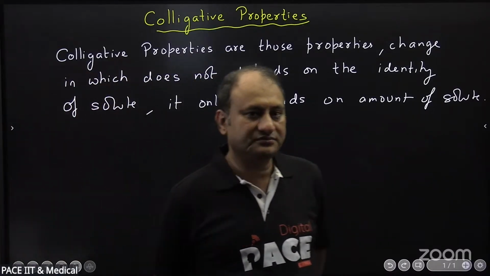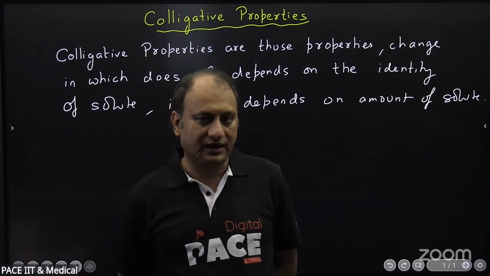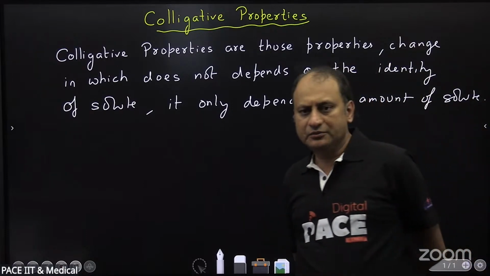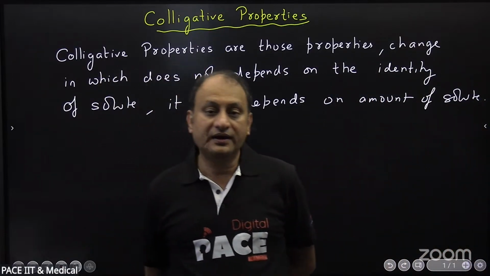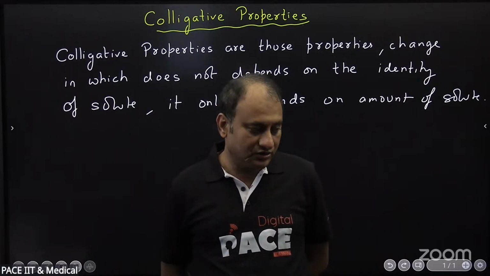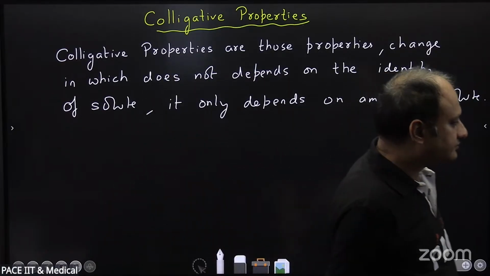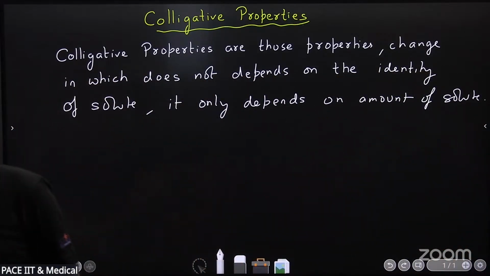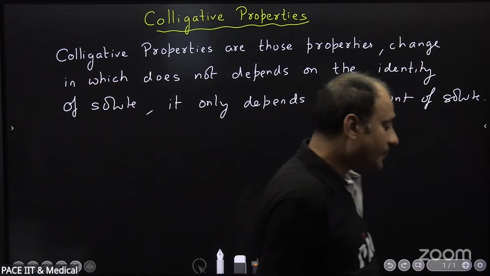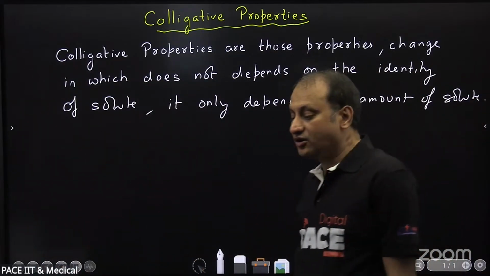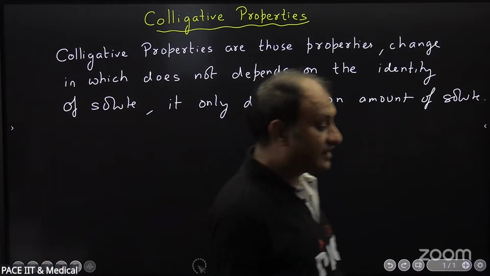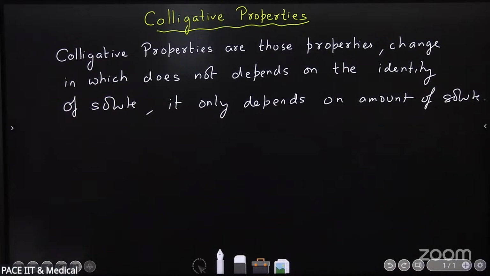But on the other hand, if I will measure boiling point of both the solutions now, I will find both will be different from 100 degrees. Both will be higher than 100 degrees, but they will be equal to each other. So what does this tell us? This tells us that the change in boiling point does not depend on whether the solute was NaCl or the solute was KCl. It is same in both cases. It is just depending on amount. So therefore, we will say this is a colligative property.